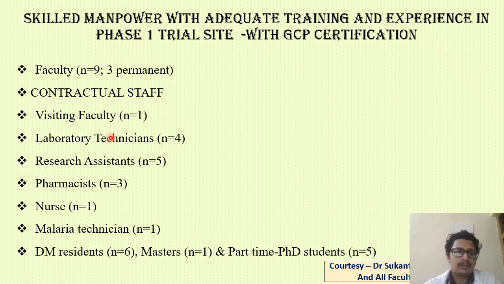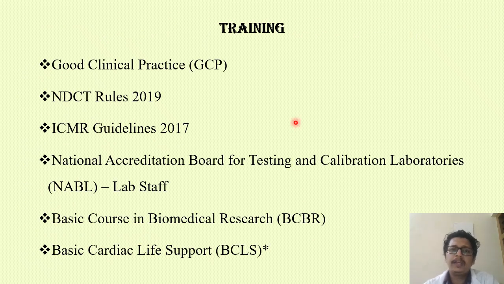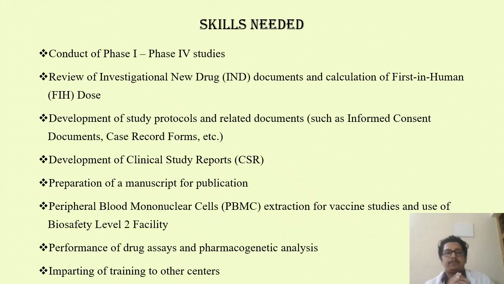Faculty and visiting faculty, laboratory technician, research assistant, pharmacist, nurse, malaria technician, DM residents, and part-time PhD students should all be available. Then they should be trained in GCP, NDCT 2019, ICMR 2017, NABL accreditation rules, a basic course in biomedical research, basic cardiac life support and advanced cardiac life support, and the skills needed for a phase 1 trial or to conduct phase 1 to phase 4 studies.